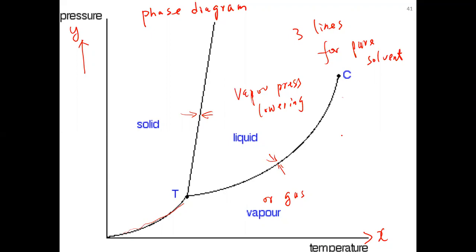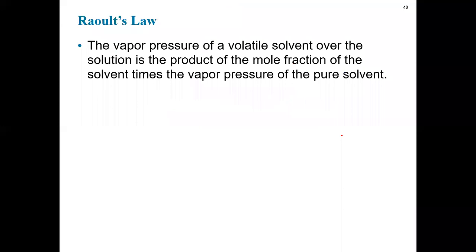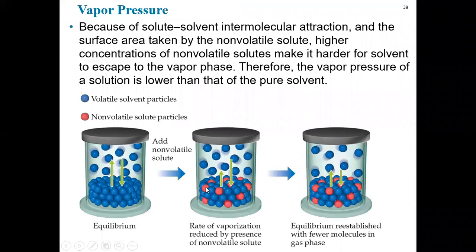Let's go back to the slide, where we see the vapor pressure lowering. Why does the vapor pressure lower? Because you're adding non-volatile solute. You see on the left panel, we have the equilibrium for the pure solvent. And then you add in the non-volatile particles, which are the red ones.